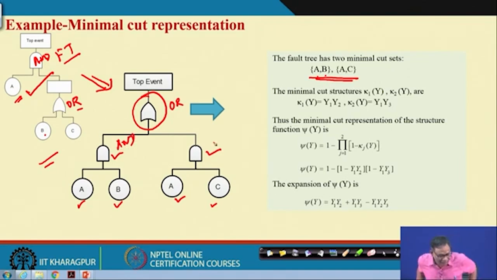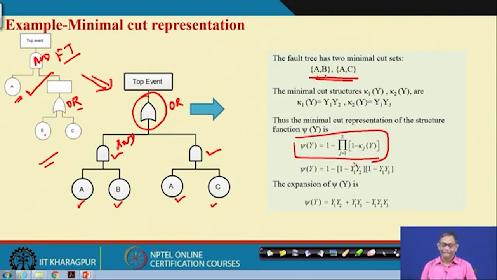Now, what we will do? We have earlier seen that for minimal cut representation, what is the structure function? The minimal cut representation, the structure function is this. So, first find out the structure function for this. So, this one will be k1y. k1y is here a and b. Okay. So, that means this is y1, this is y2, again this is y1 and this is y2 if we say.